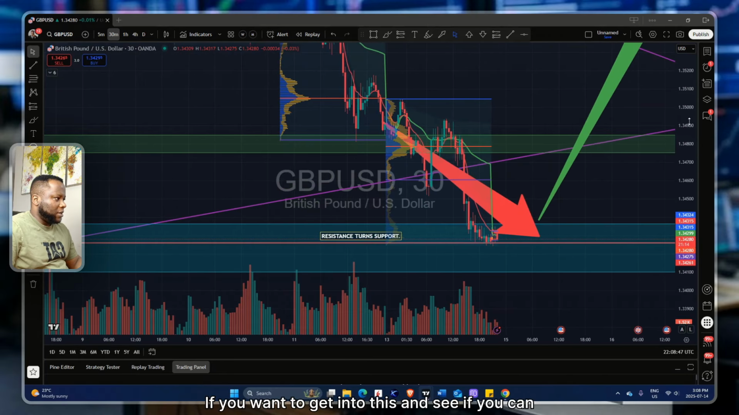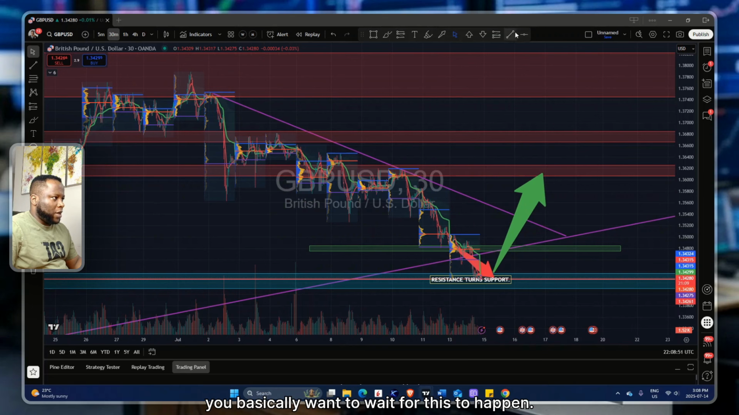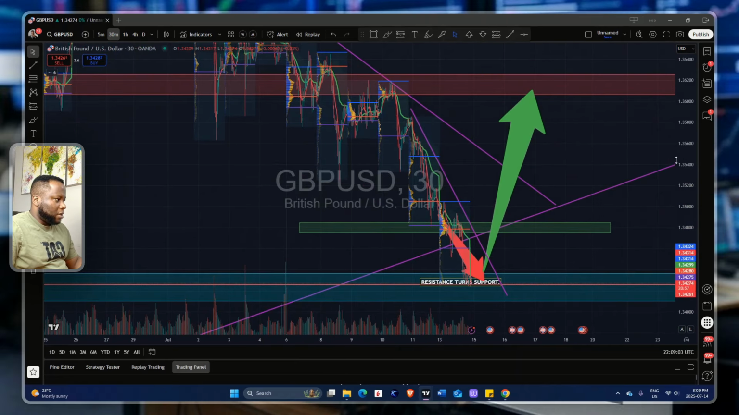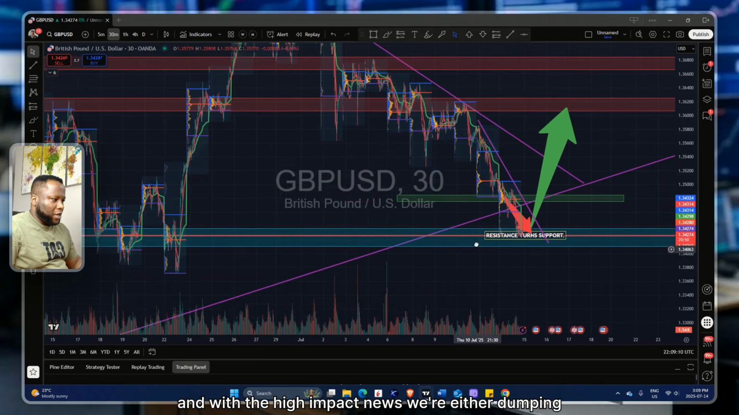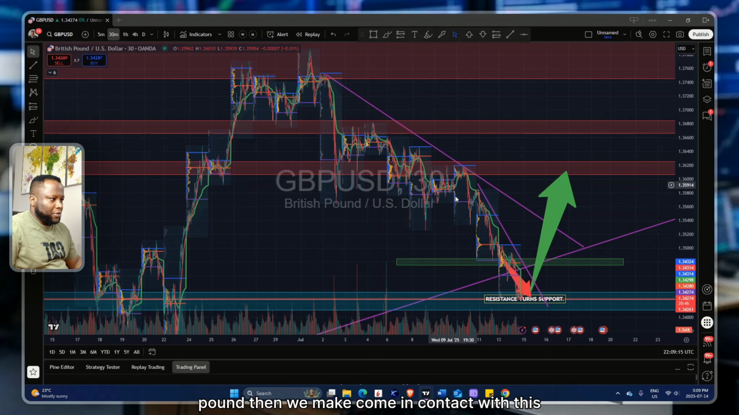If you want to get into this and see if you can pick up some pips to the other side, you basically want to wait for this to happen. Okay. Downward trend line on the 30 minutes, all the way down here. All right. You want this trend line to break to the upside. Basically, you want price to mitigate here, get in contact with this, and probably break above. And with the high impact news, we're either dumping from here, or if it is favorable for the pound, then we may come in contact with this supply zone here. Okay, that's it for the pound.